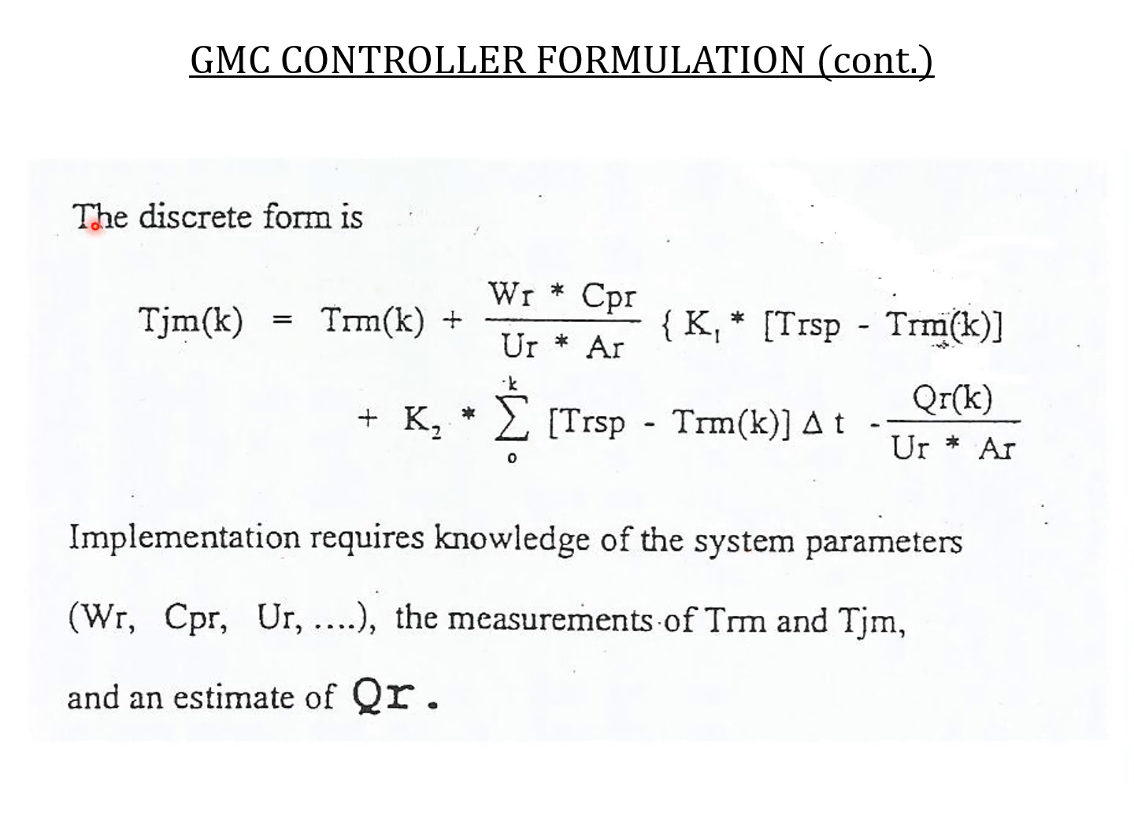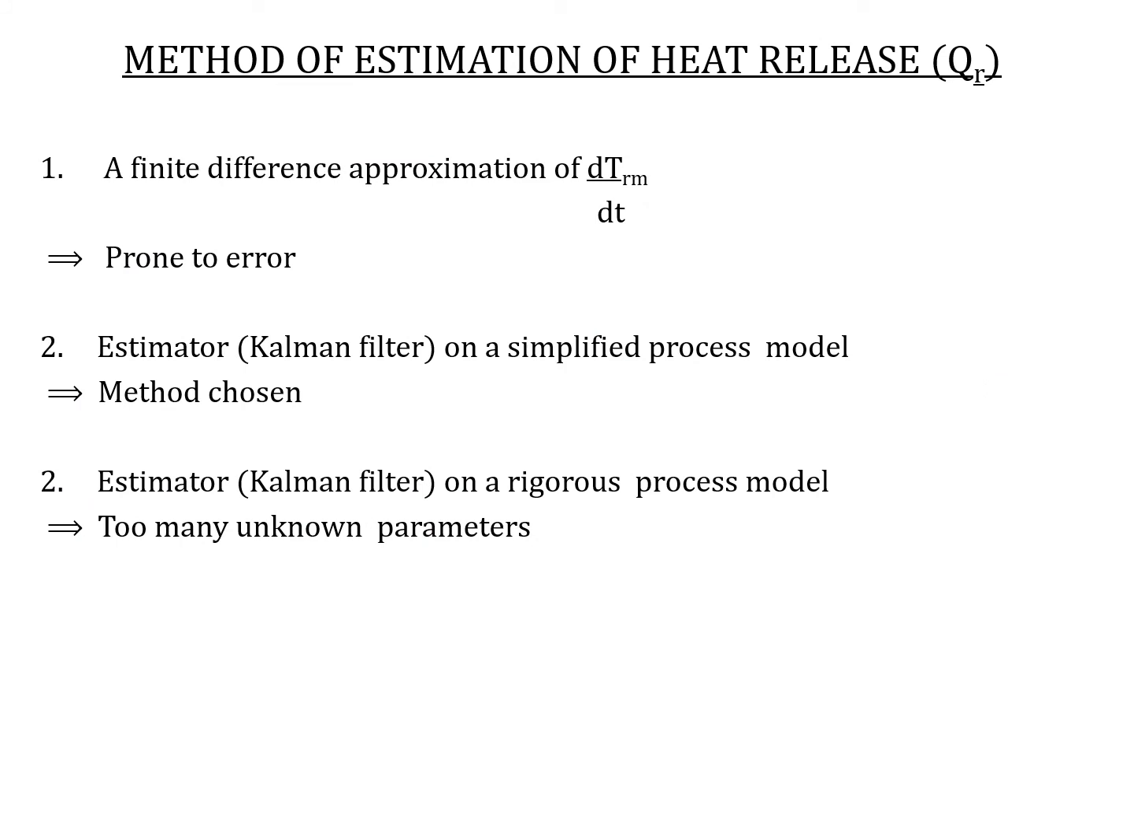There are different methods, and this is the final form of the GMC formulation in discrete form. Normally it's in computer form, so it's an algorithm in discrete time, in terms of k and so on. We just discretize the equation, and implementation can be done. It requires knowledge of some of the parameters, which normally we know, assuming constant doesn't matter, but also measurements of the reactor temperature and the jacket temperature, and an estimate of QR, the heat release. As I said just now, the heat release can be estimated using different methods. We can estimate using a finite approximation method or a Kalman filter, using a simplified process model or a rigorous process model. These are different methods for the estimator.